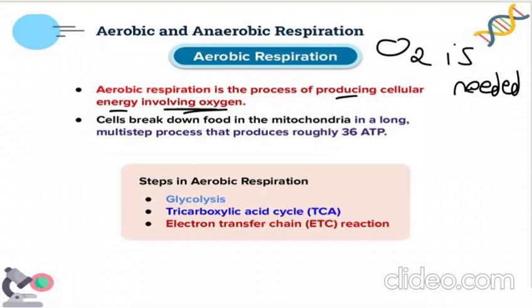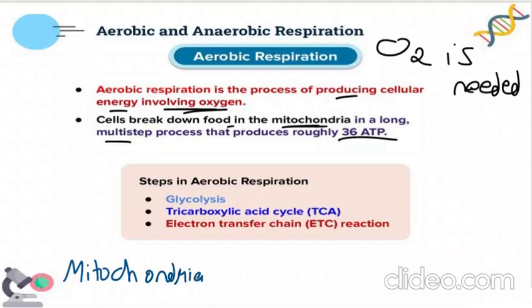Next, cells break down food in the mitochondria in a long multi-step process that produces roughly 36 ATP. We know mitochondria. So, when I talk about mitochondria, what is the mitochondria? You might have studied it last year in your chapter Fundamental Unit of Life. Mitochondria is nothing but the powerhouse of the cell. Correct. Why? Because it produces ATP.